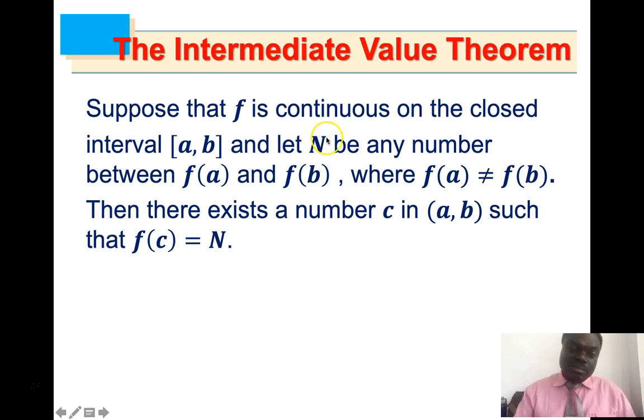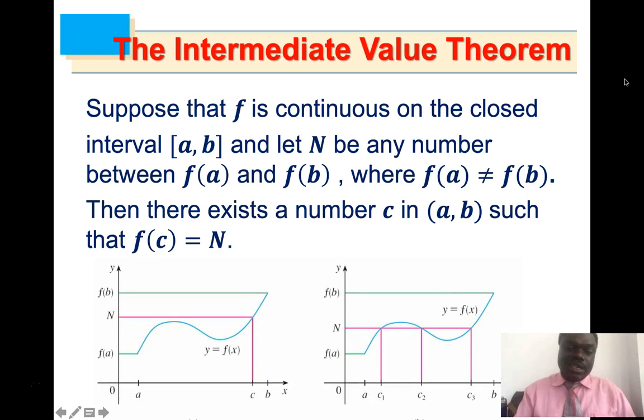Let this n be any number that lies between the value of the function at a and the value of the function at b, where f of a is not equal to f of b. In other words, the values of the function at a and b are different. Then there exists a number c between a and b such that f of c is equal to n. This may sound not very nice, but it's very useful in calculus.